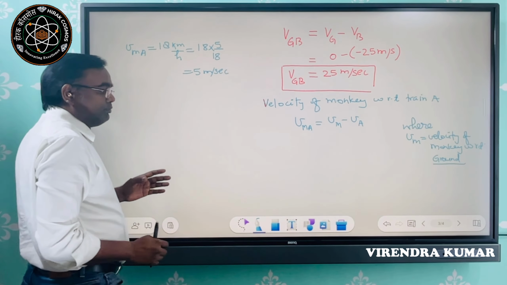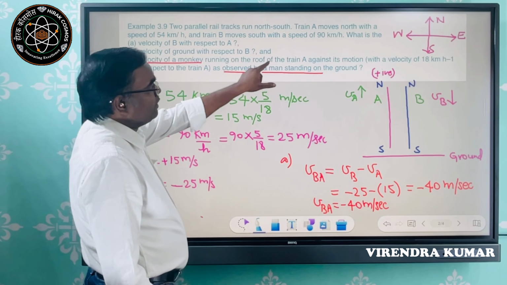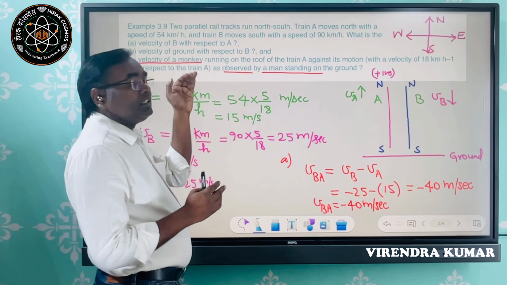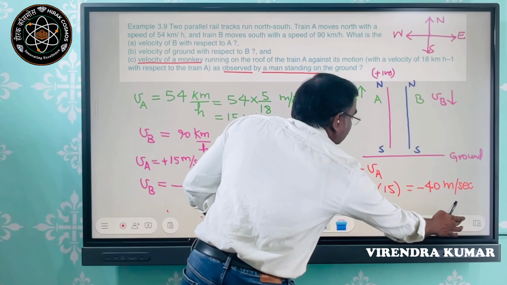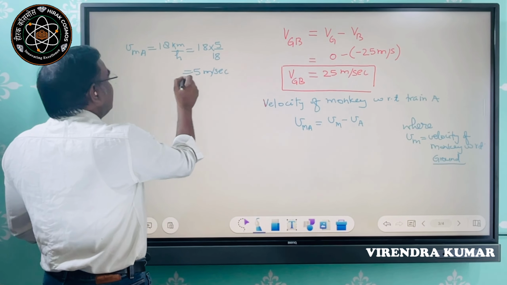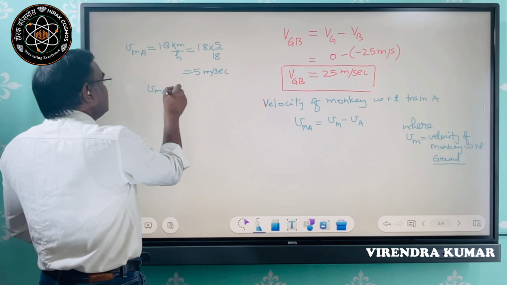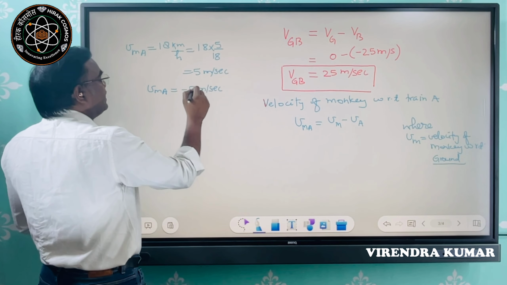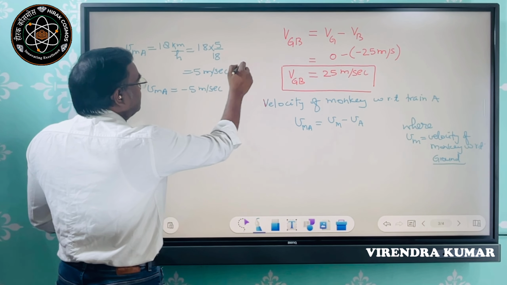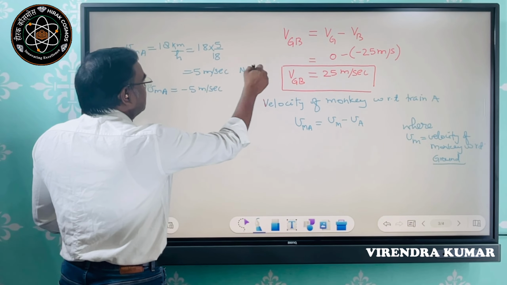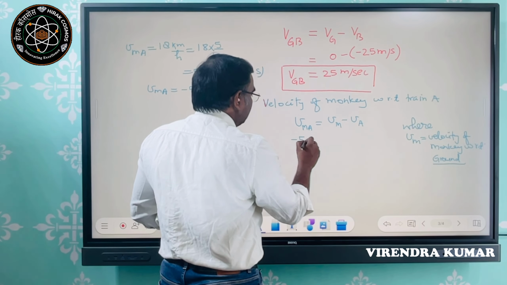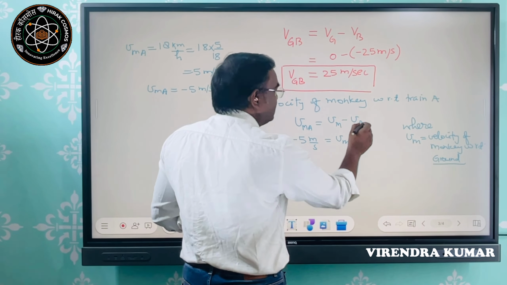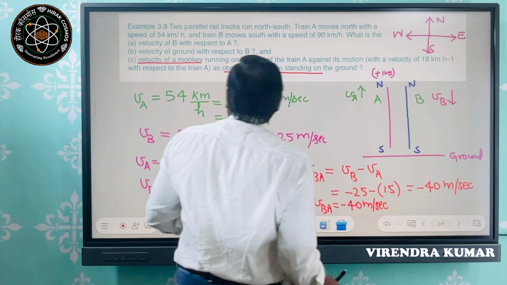The monkey is running on the roof of the train against its motion. So you know that train A is moving south to north, and the monkey is running north to south. North to south means negative direction. So Vma is minus 5 meter per second, with direction. So minus 5 meter per second equals Vm minus the velocity of train A.